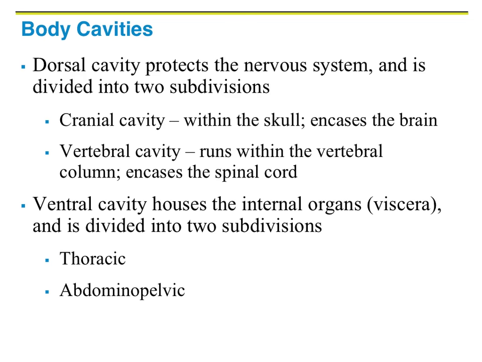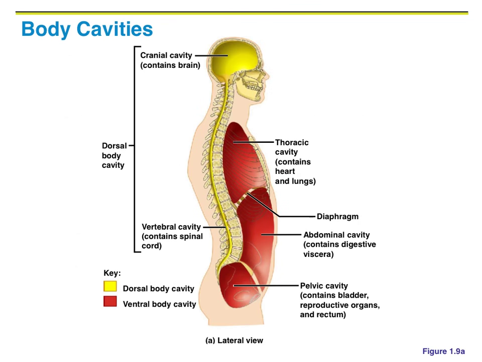In slide 16, we start to learn about the body cavities. The human body is divided into two main cavities, the dorsal cavity and the ventral cavity. The dorsal cavity is located posteriorly, and it's going to protect the nervous system. The ventral cavity is located more anteriorly. If you look at slide 17, the dorsal cavity is pictured in yellow. The ventral cavity is illustrated with red.